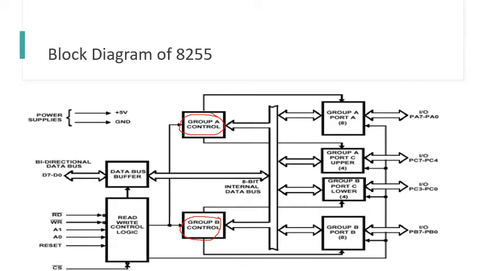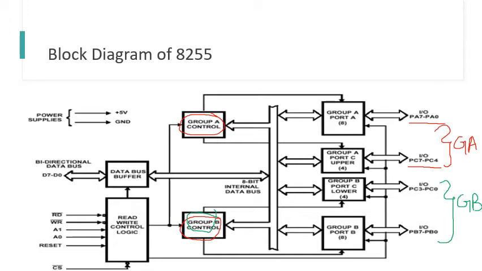So port A, PA0 to PA7, and port C upper, PC4 to PC7, belong to group A. And similarly, port C's lower, PC3 to PC0, and PB7 to PB0, that is port B's 8 pins, belong to group B. This is group B.